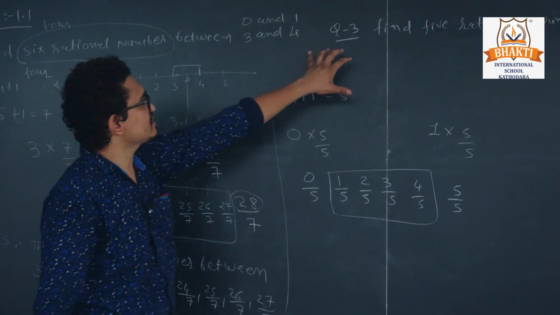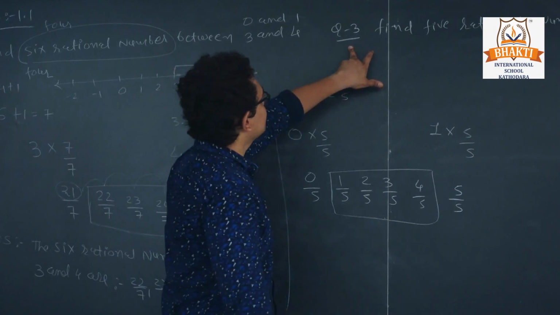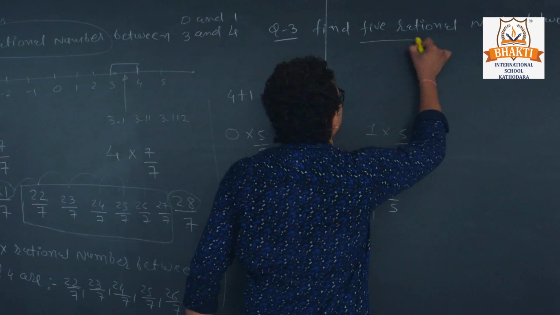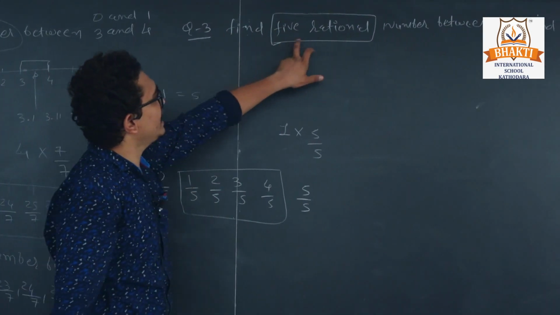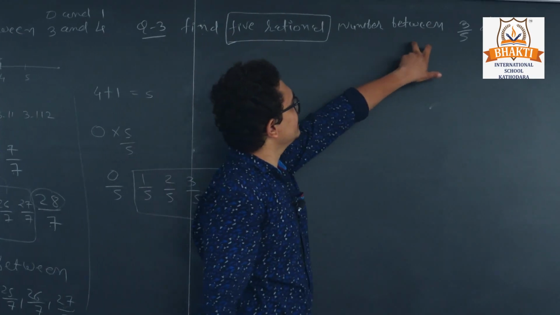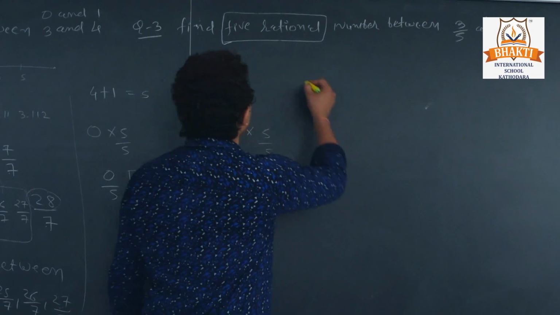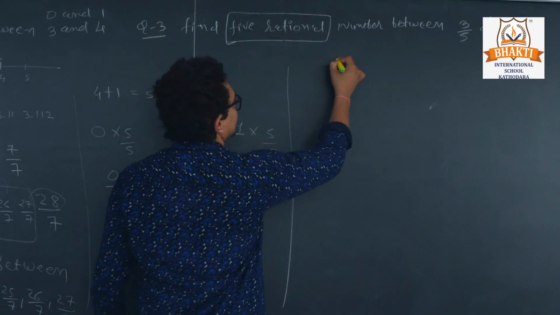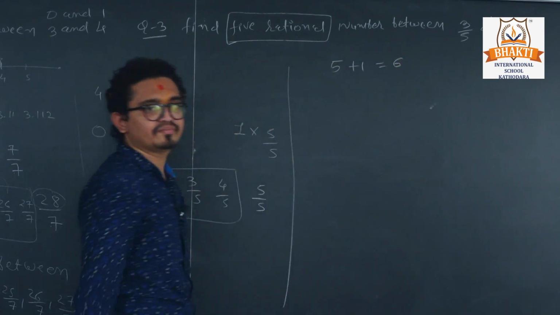Now we are going to start our question number 3. In question number 3 they are asking to find 5 rational numbers between 3 by 5 and 4 by 5. How many rational numbers do we want to find? 5. So first step is 5 plus 1, so it will be 6.